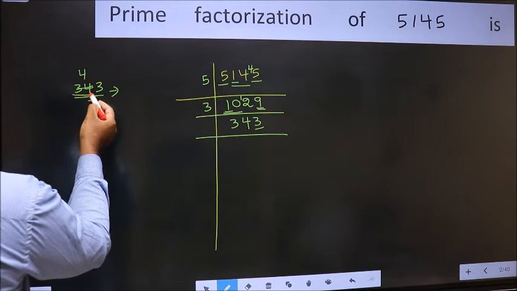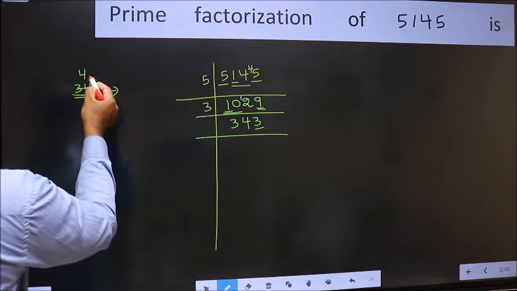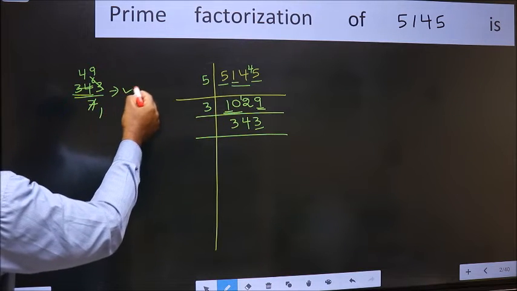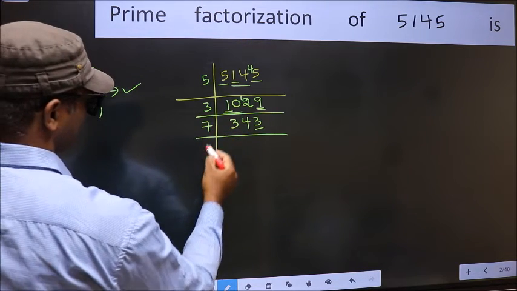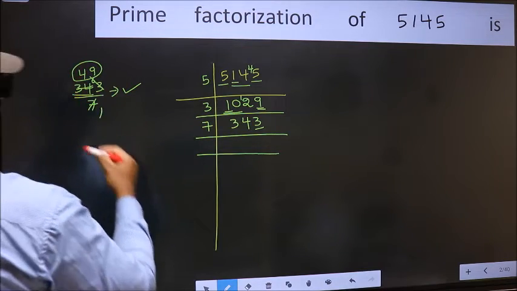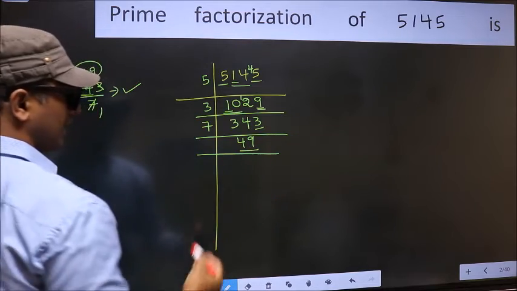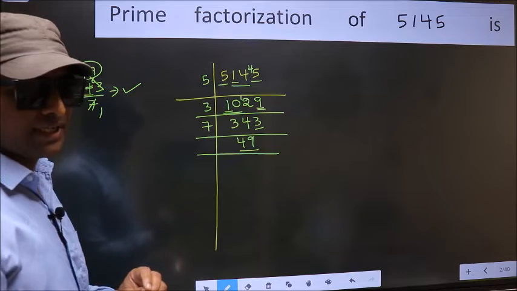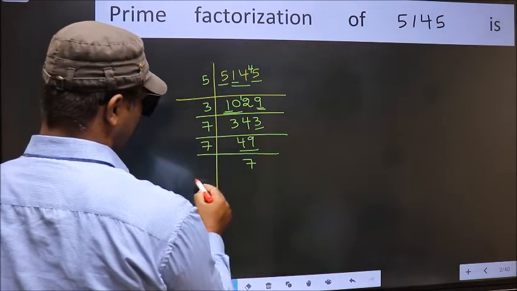34 minus 28, 6, 6 carried forward, 63. When do we get 63 in the 7 table? 7 9s 63. No number has been left out, so this is divisible by 7. So 7 here. And here we should write this number 49. Now we have 49. Always remember 7 into 7, 49. That is 7 times 7 is 49.